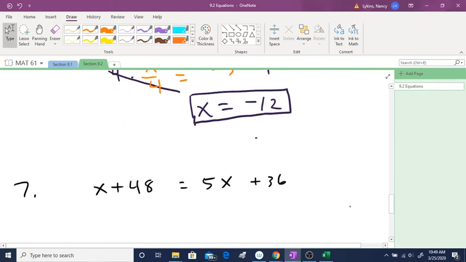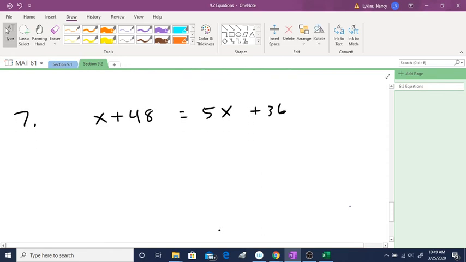Got two more of these. Now this is one like in a previous lesson. What I'm looking at is I've got two sets of numbers and variables, which is x, on each side. So I'm going to move my 5x plus 36 on the left side and my x plus 48 on the right side.